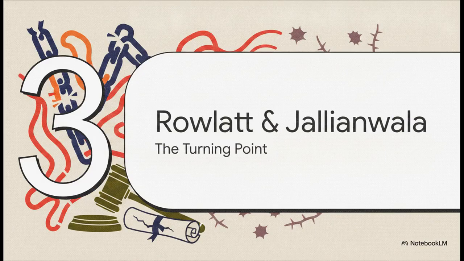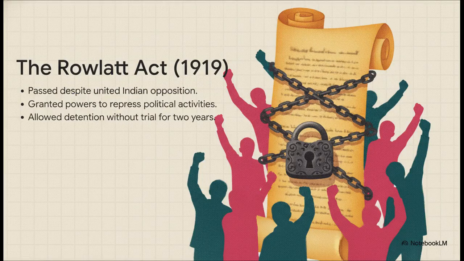Next up is Section 3, the Rowlatt Act and Jallianwala Bagh, the turning point. Okay, we really need to slow down and focus here on 1919 because this is the exact moment the relationship between the British and the Indians fractured beyond repair. The British passed the Rowlatt Act, and get this, they passed it despite totally united Indian opposition. It granted enormous powers to repress political activities and allowed detention of political prisoners without trial for 2 years. Just imagine living under a government that suddenly grants itself the power to lock you up for 2 years without a trial. It violates every basic concept of justice.